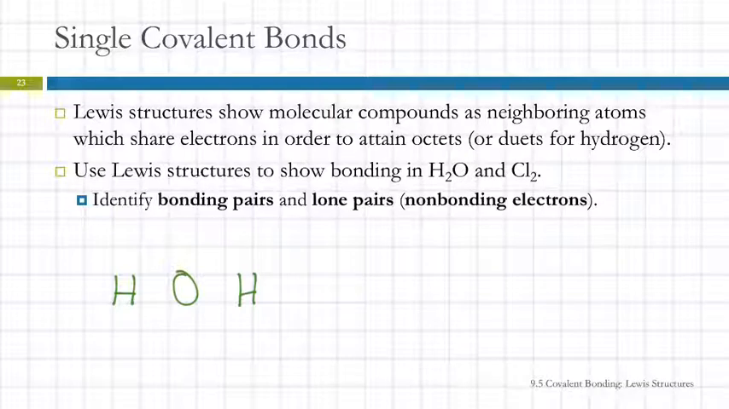And we need to know how many valence electrons these atoms have. And that's easy because we look at the periodic table and the group number, 1A, 2A, 3A, tells us how many valence electrons. So, hydrogen, how many valence electrons? 1. So each hydrogen has 1 valence electron. How many valence electrons does oxygen have? 6. So I'll put 6 dots.